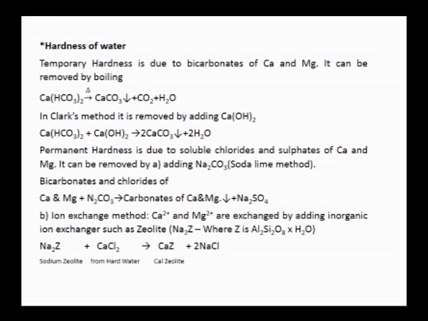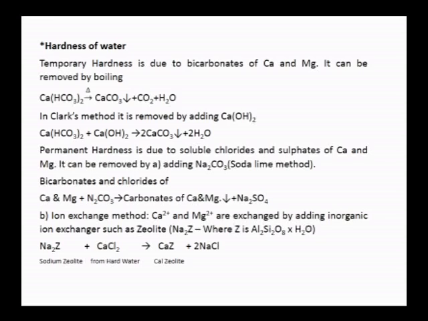The permanent hardness of water is due to chlorides and sulfates of calcium and magnesium, and it can be removed by adding washing soda. In this method, it is removed by adding sodium carbonate, during which the bicarbonates and chlorides of calcium and magnesium react with Na2CO3 to form carbonates of calcium and magnesium.